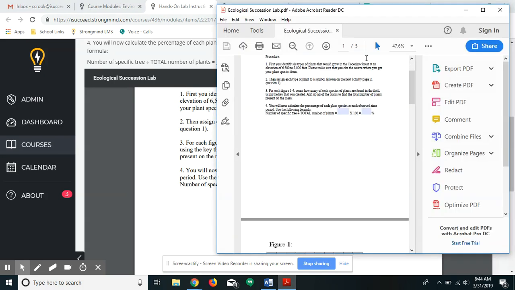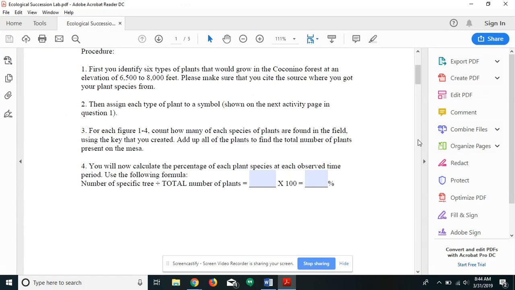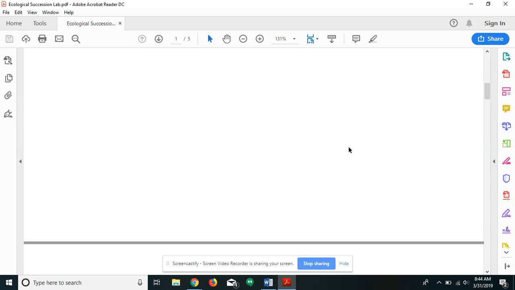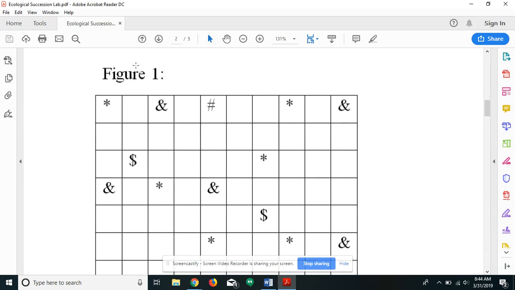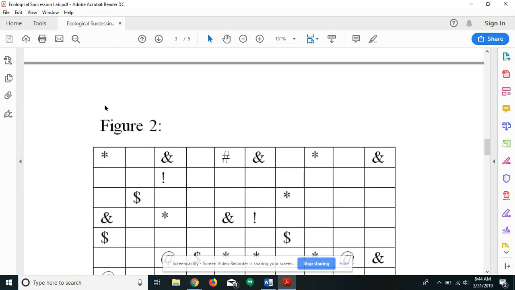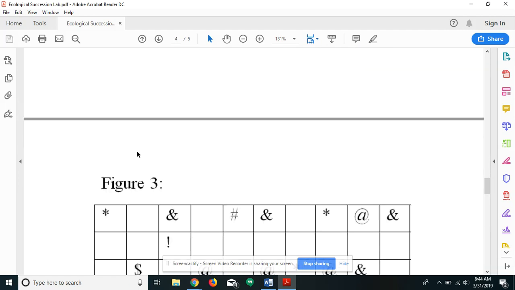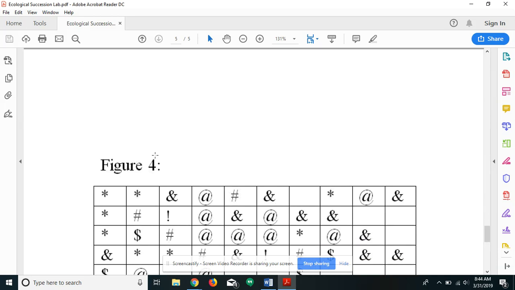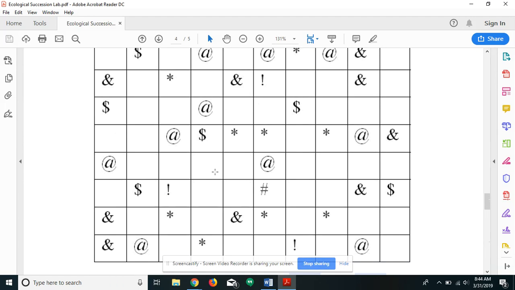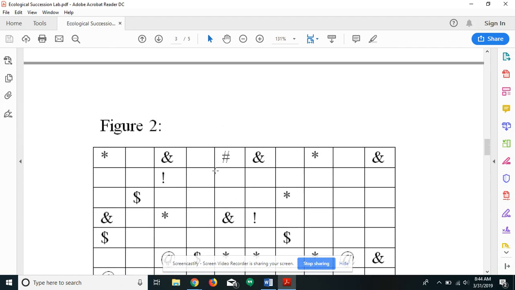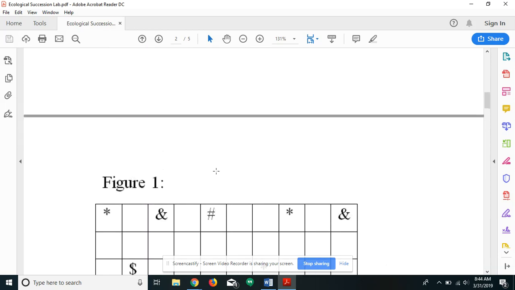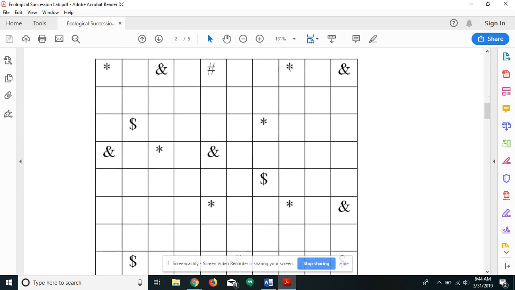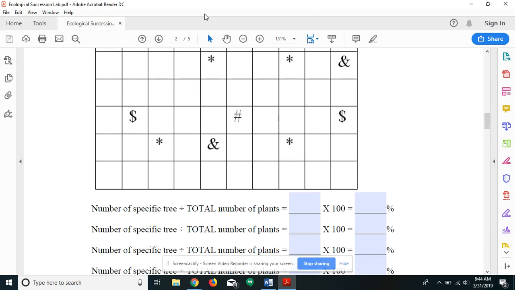Okay, so when you're looking at this, and I just downloaded this onto my computer, it shows you the math and everything. Figure 1 is showing 5 years after the fire. Figure 2 is showing 10 years after the fire. Figure 3 is showing 50 years. And figure 4 is showing 100 years after the fire. And so when you're looking at this, you can count how many of each species there are, okay? And you can fill that out.